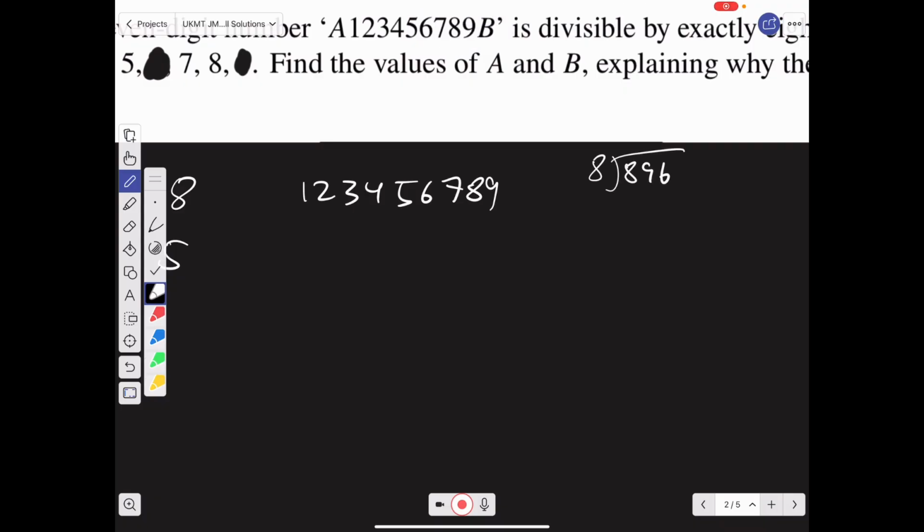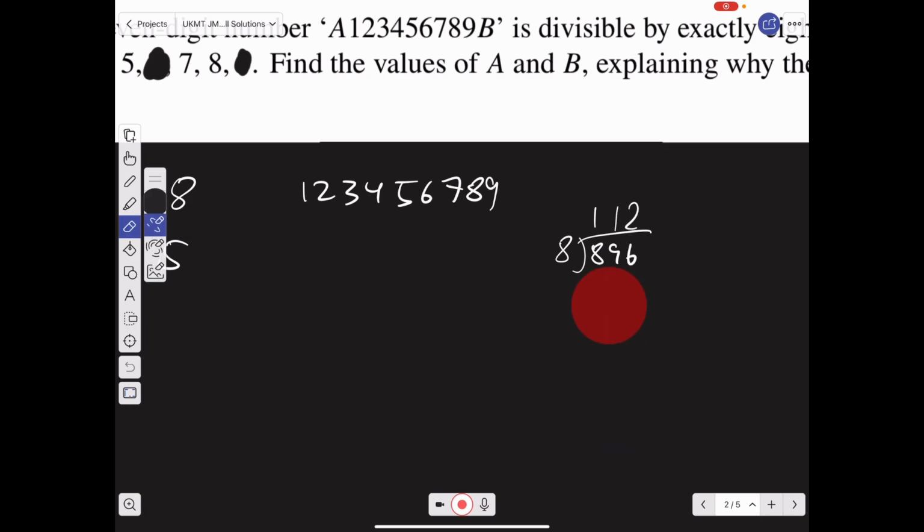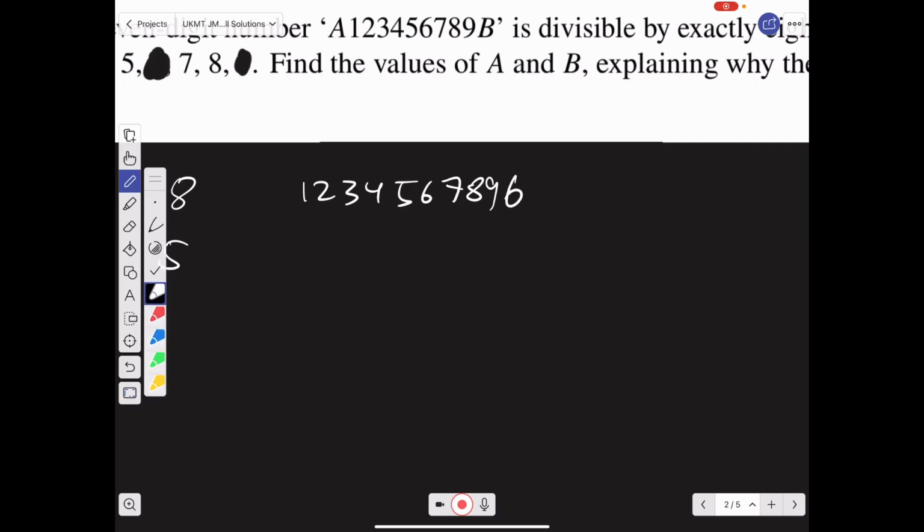If you divide that, what do you get? Let me just do this very quickly. Sorry, I have a cough. 896 divided by 8 is 112, so it's divisible. So we know that we can put a 6 here.